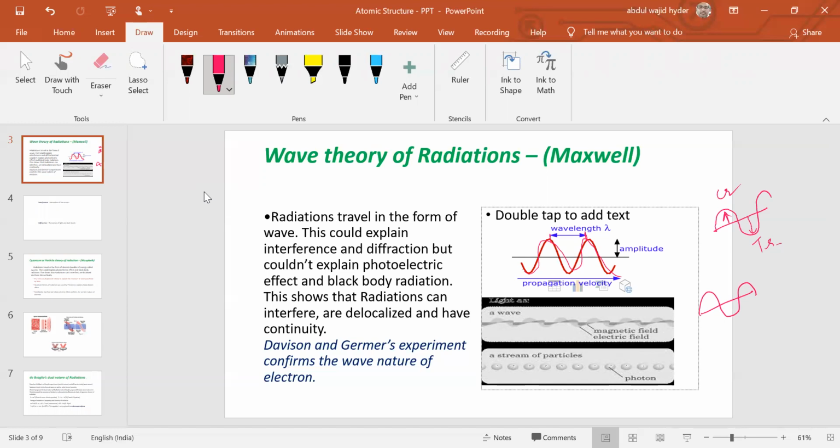This could explain interference and diffraction. I'll let you know what diffraction and interference is. That will be there in the fourth screen. Fine. So that we'll be talking there only. So radiation travels in this wave theory.